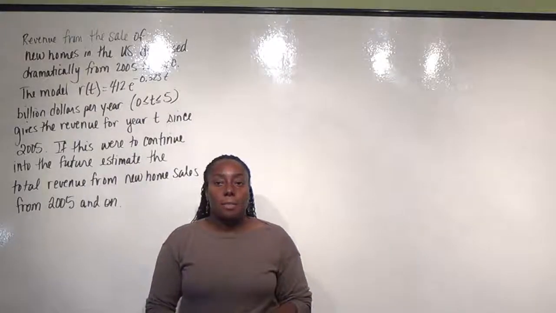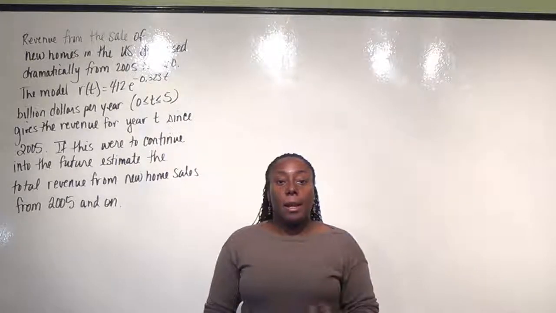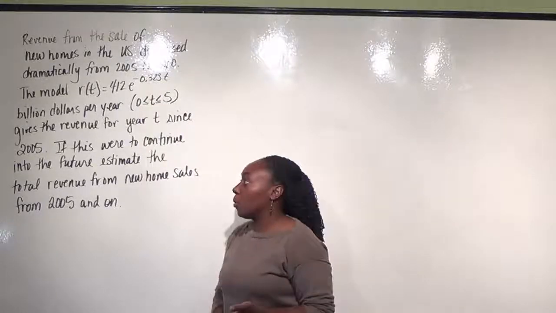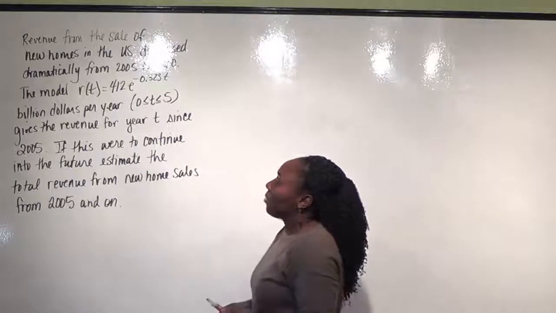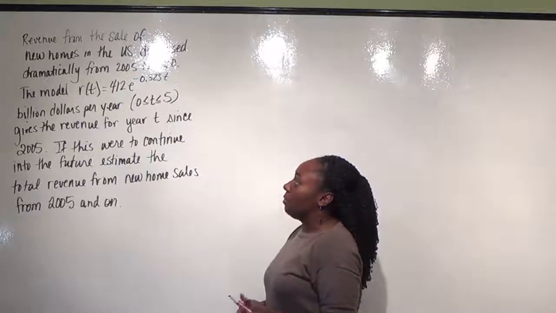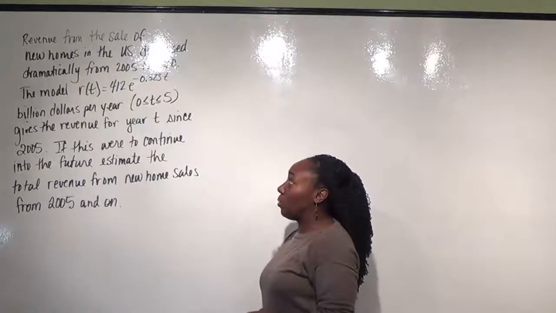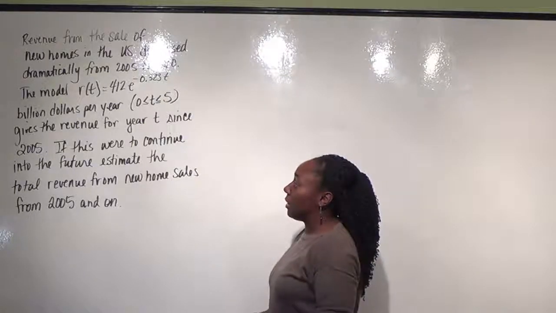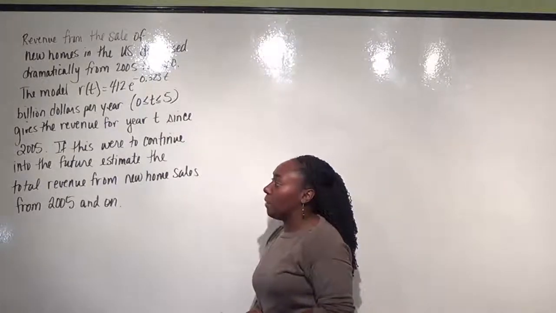Let's look at one last example of improper integrals. This example is going to be an application type problem, similar to the ones we saw in section 7.4. So in this case, revenue from the sale of new homes in the U.S. decreased dramatically from 2005 to 2010. The model, R of t equals 412 e to the negative 0.323t billion dollars per year for 0 less than or equal to t less than or equal to 5, gives the revenue for year t since 2005.